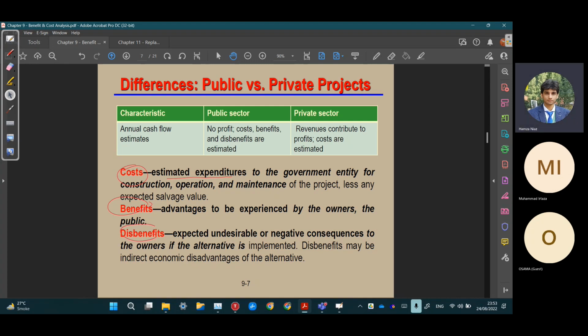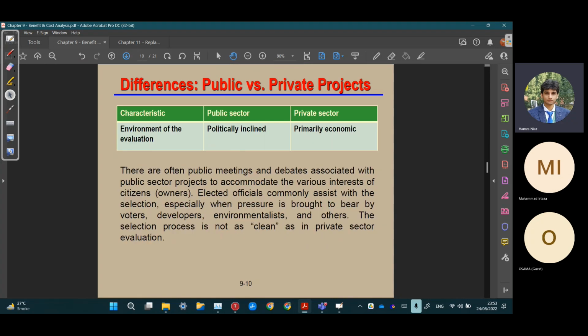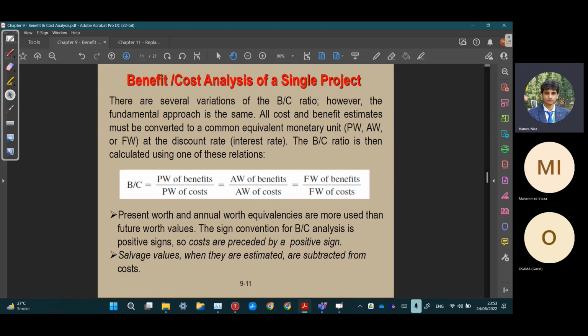And disbenefits are undesirable or negative consequences, again the indirect economic disadvantages. The flooding was a disbenefit. Some areas are destroyed, some biodiversity is destroyed. All that would be in disbenefit. Especially if disbenefit and cost are approximately the same, we get the difference from the formula.